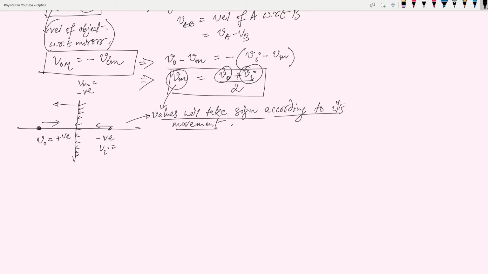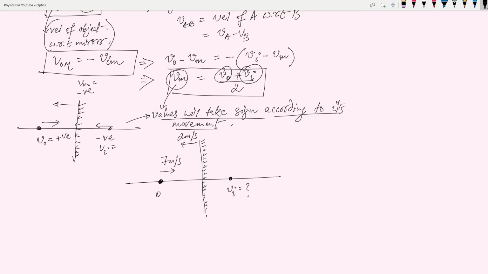Now let's analyze one question. Suppose this is the mirror and this is the body or the object O. It is moving at a velocity of 7 meters per second. Okay, and this is the back side of the mirror, and the mirror is suppose moving at velocity 2 meters per second towards the left side, that is towards the object. Then what will be the velocity of the image? You need to find out this.